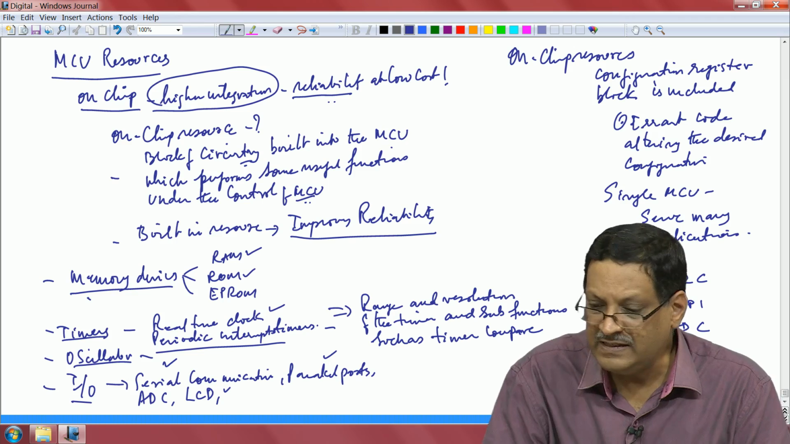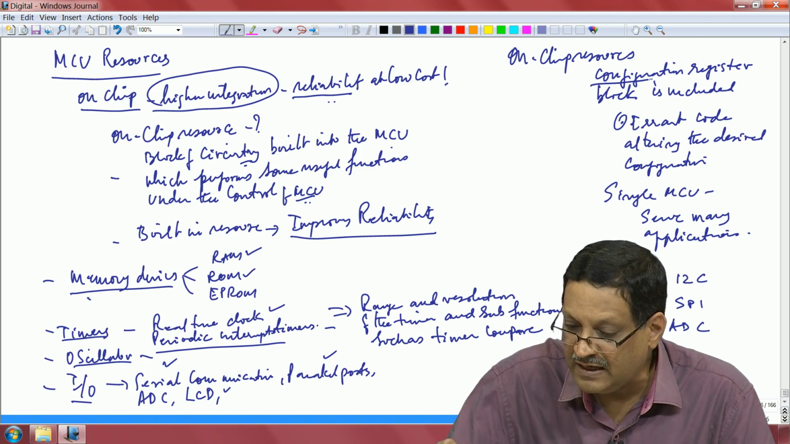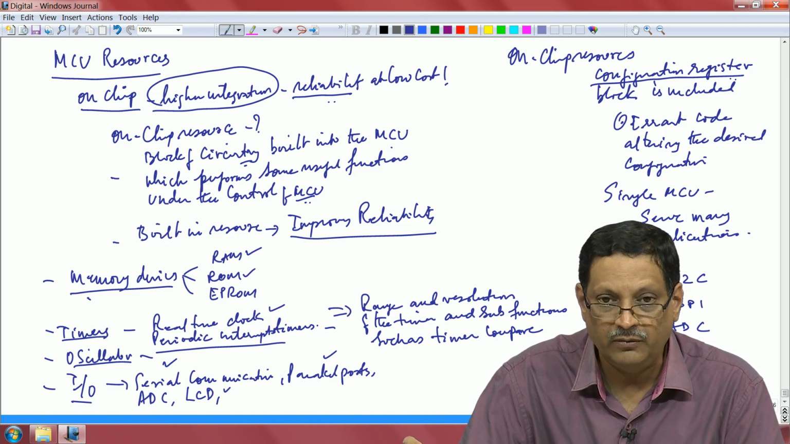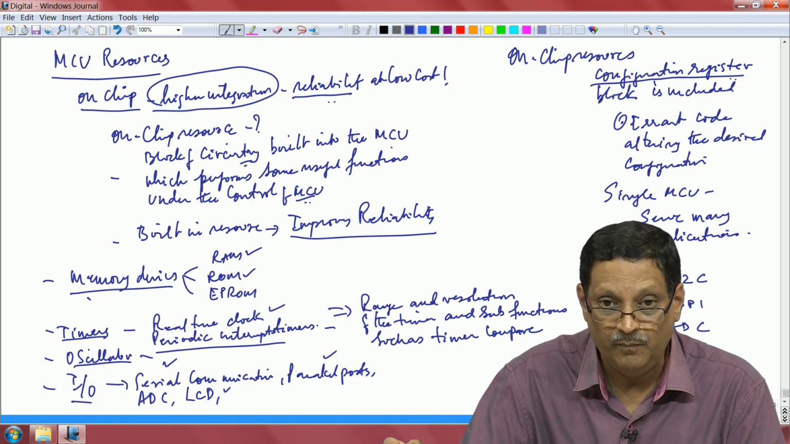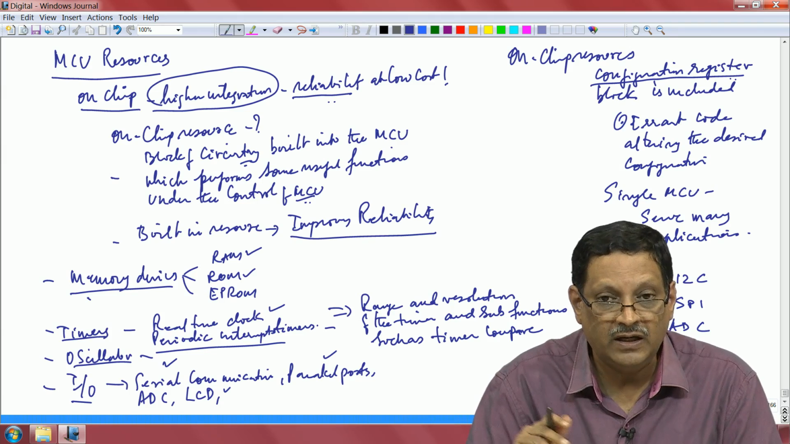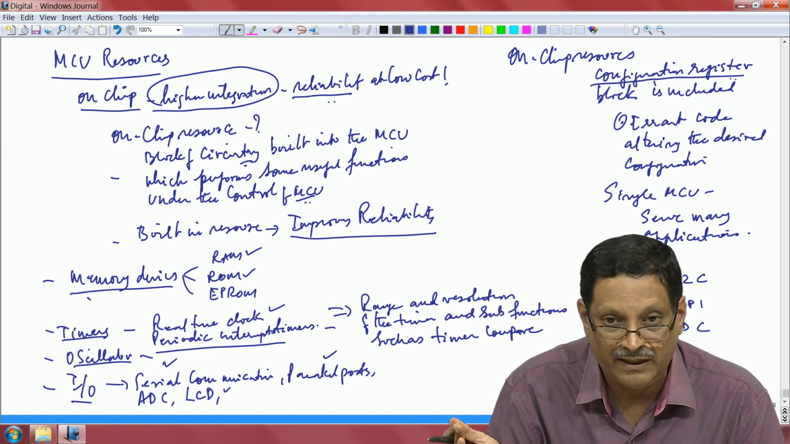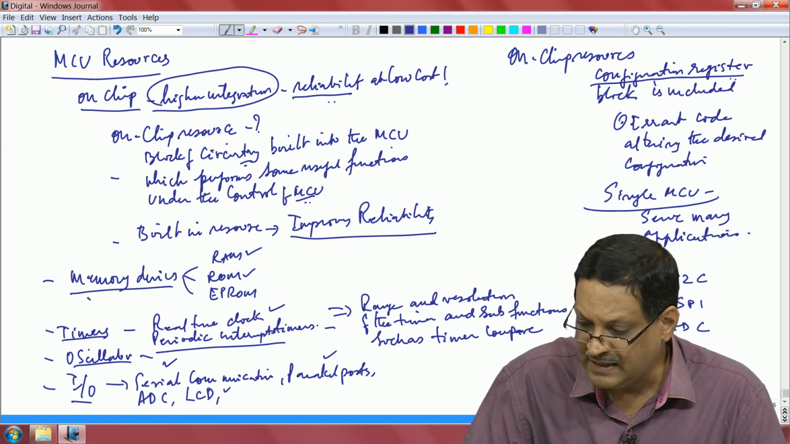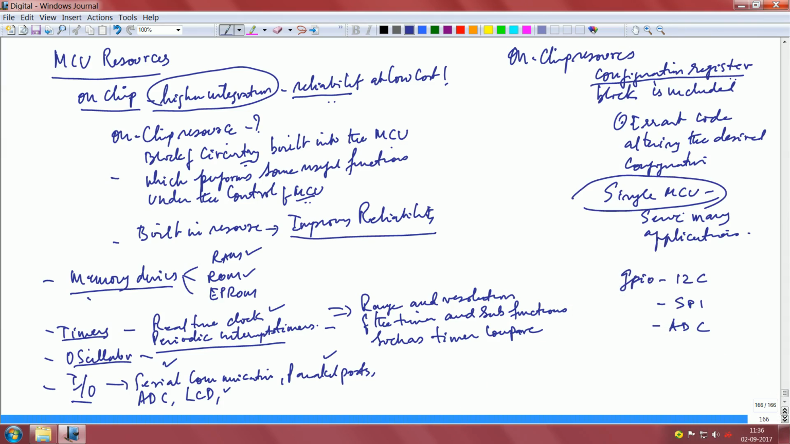So, you could basically use a configuration register block, which is included as part of the CPU, and you can configure different pins for different functionality on the fly. And why do you want to do that? Well, this is the idea: you want to use a single MCU to serve many applications. That is why you want to use this configuration register, which will allow you to configure the pins dynamically.